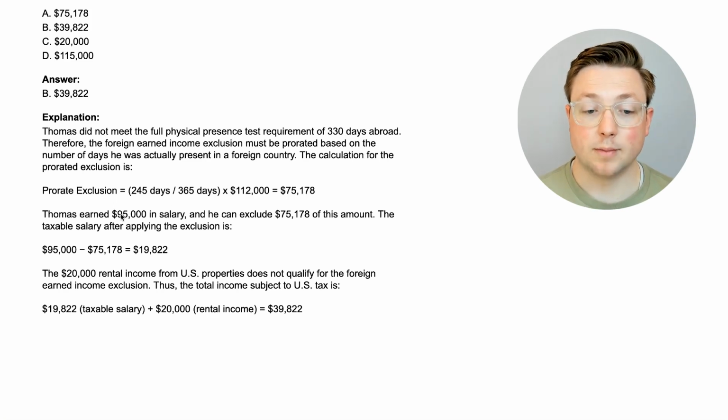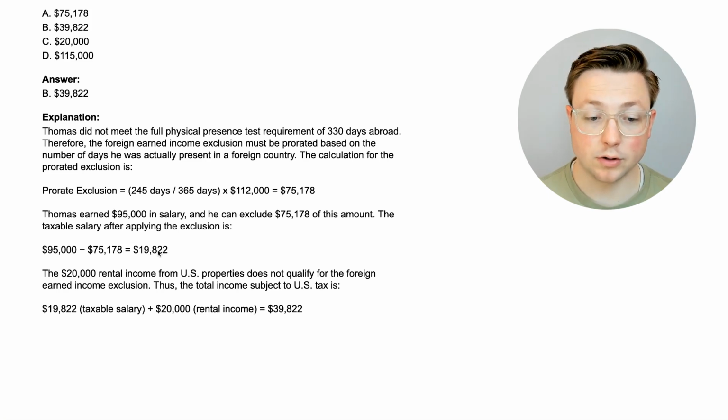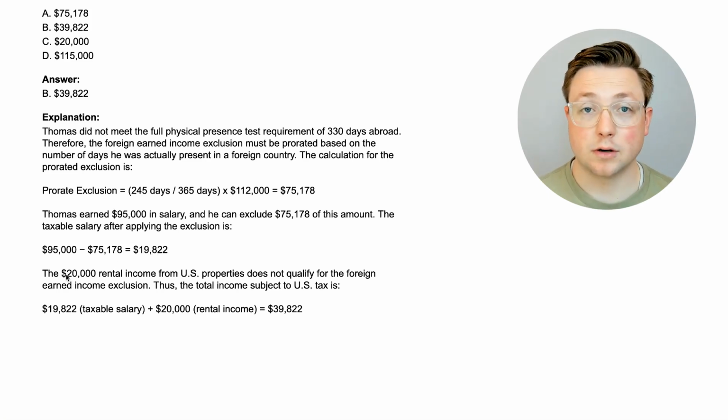So you subtract that from his $95,000 of salary, giving you $19,822. And then you add the $20,000 of rental income because, again, that is not foreign earned income, so it doesn't count for the exclusion. You add those two together, and that gives you the amount of gross income that will be taxed in the U.S. this year for him.